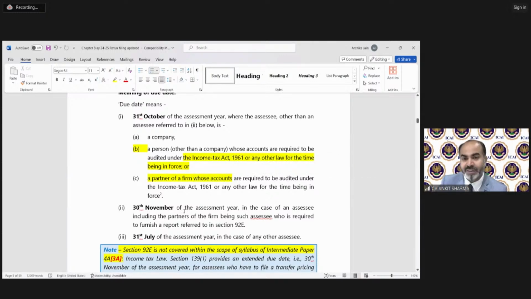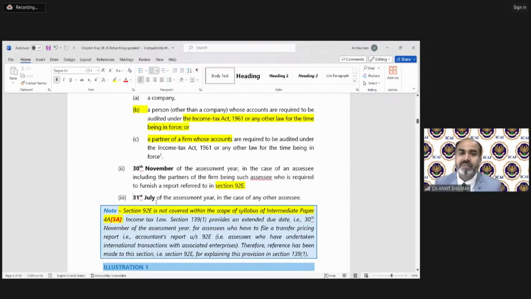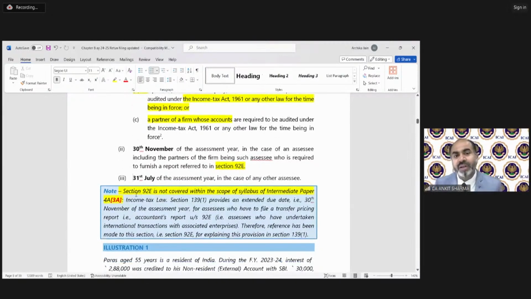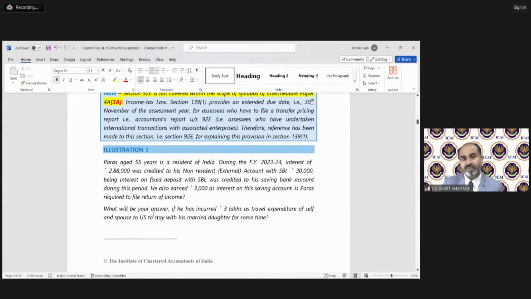30th November of the assessment year, those fall in section 92E, that is regarding the transfer pricing, which will be discussed at the final level. 31st July for all other persons. The note has been explained in your study material. Section 92E is not covered within the scope of the syllabus of Intermediate Paper 4A. That should technically be 3A because the paper has now been changed to 3A. It's not 4A.